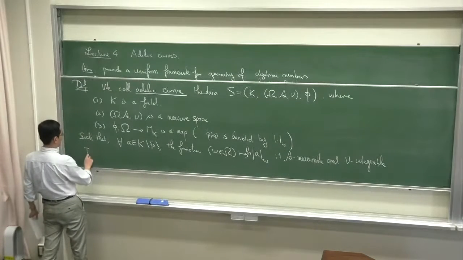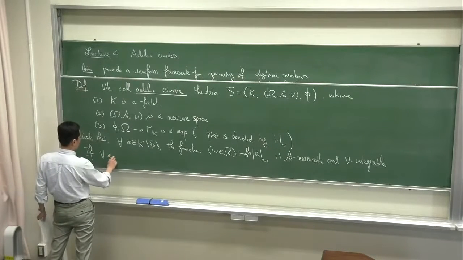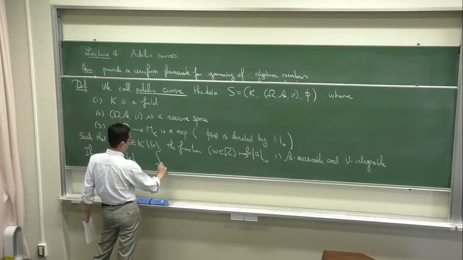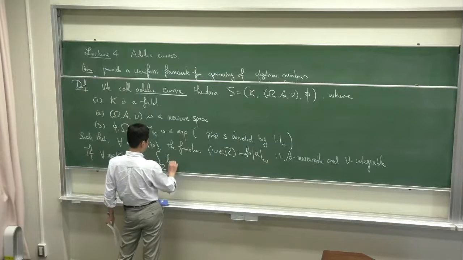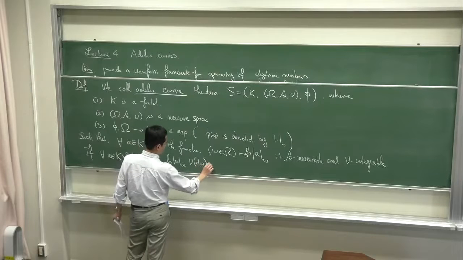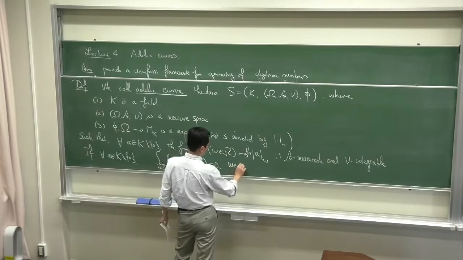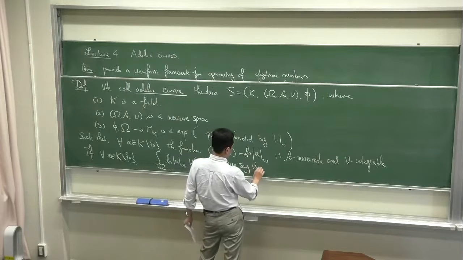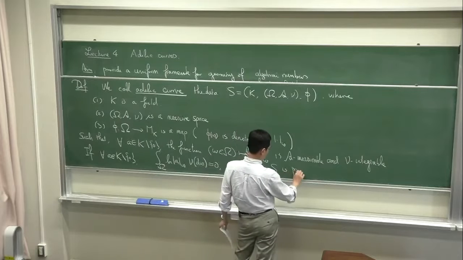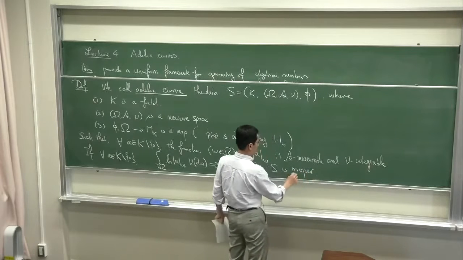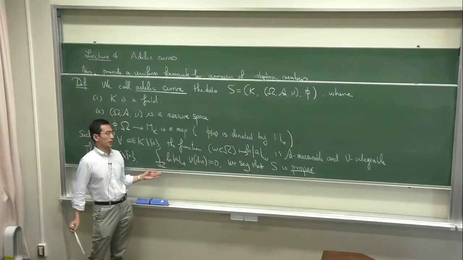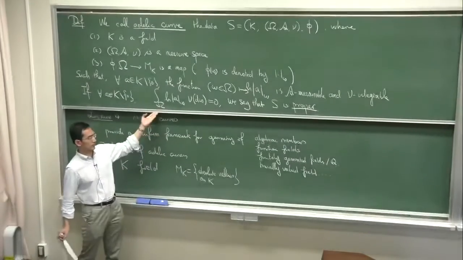If in addition for any nonzero a in K, the integral over Omega of this function is 0, we say that S is proper. And this formula is called a product formula. You will see why it's called like that.